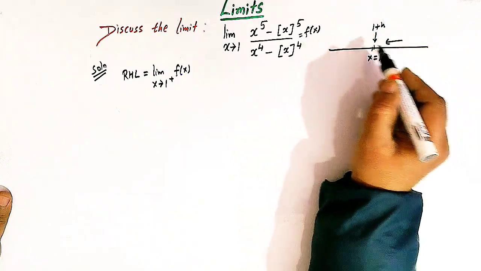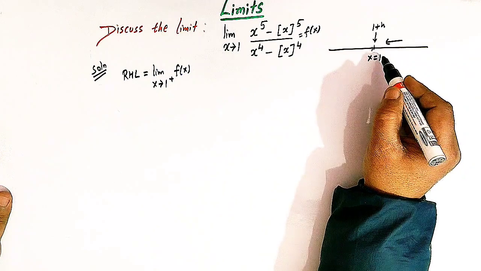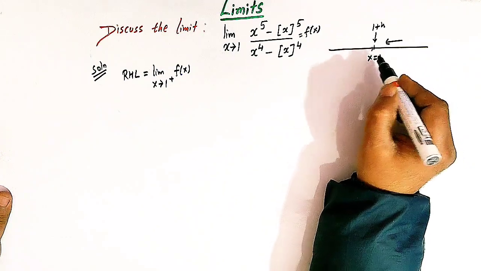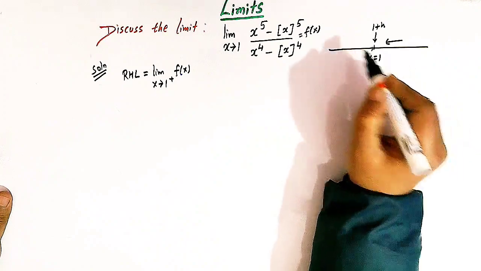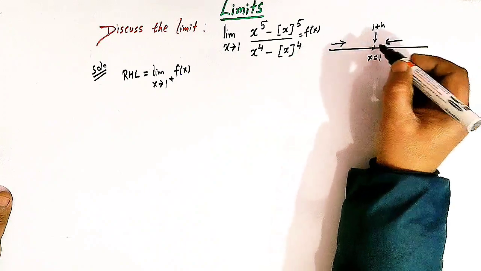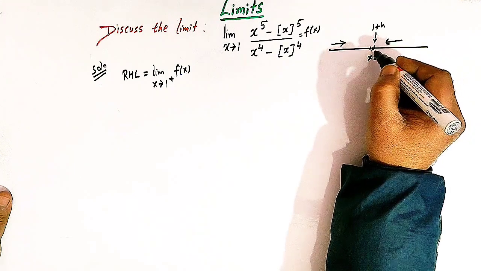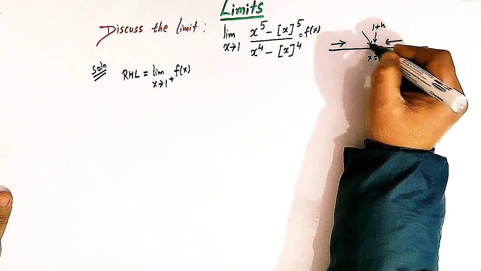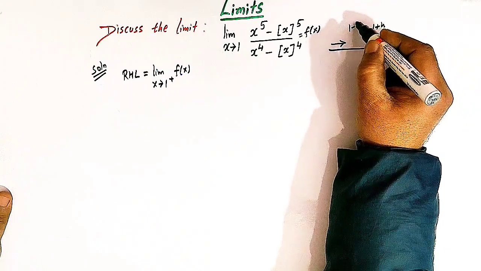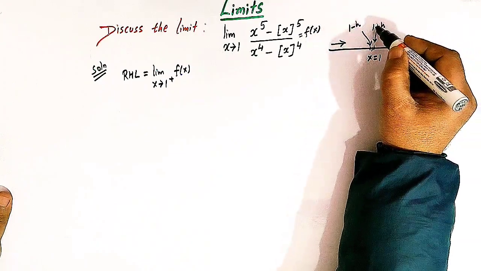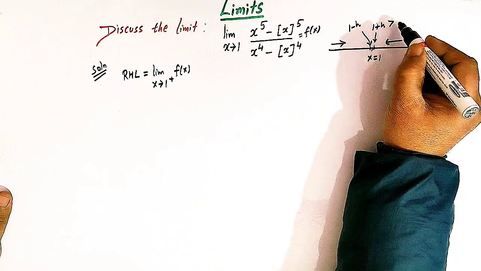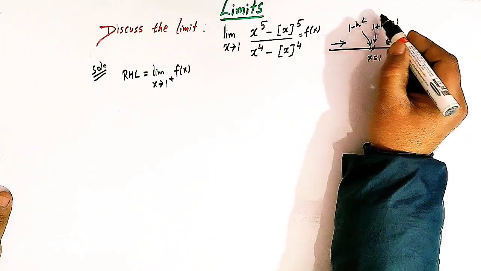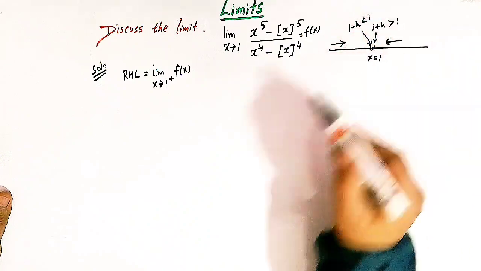And similarly, when we find the left hand limit, we approach x equal to 1 from the left of x equal to 1, right? We take a point in the left neighborhood of x equal to 1, and this point may be taken as 1 minus h, right? So 1 plus h is obviously greater than 1, and 1 minus h is less than 1, right?